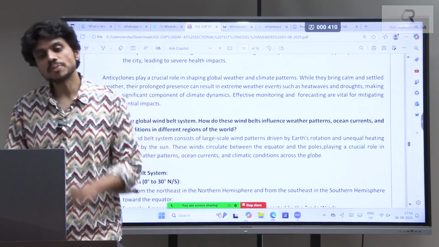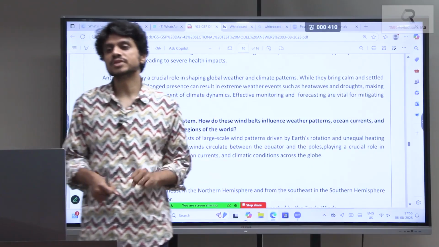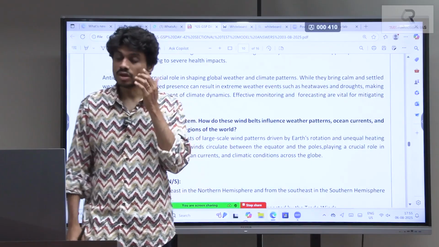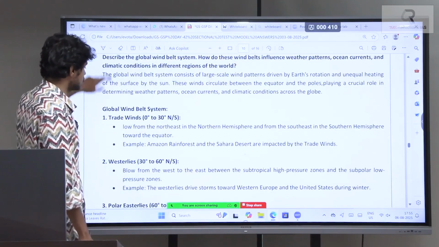So because of this thing pressure belts will be affected. Because of this thing rainfall distribution will be affected. So this is how you have to explain the concepts. Okay, how you arrange will be dependent on that. Clear? Am I able to clear you?